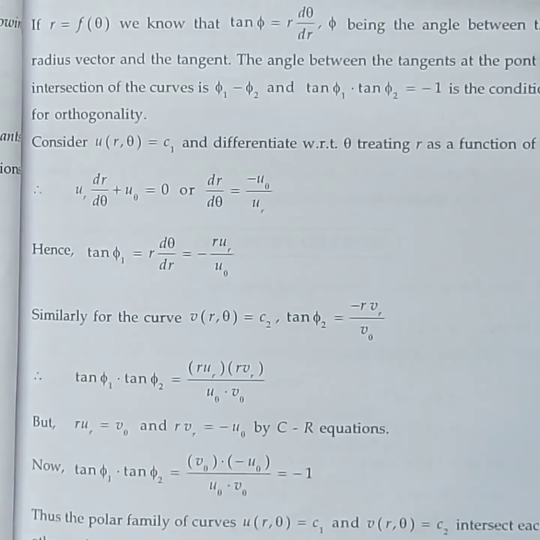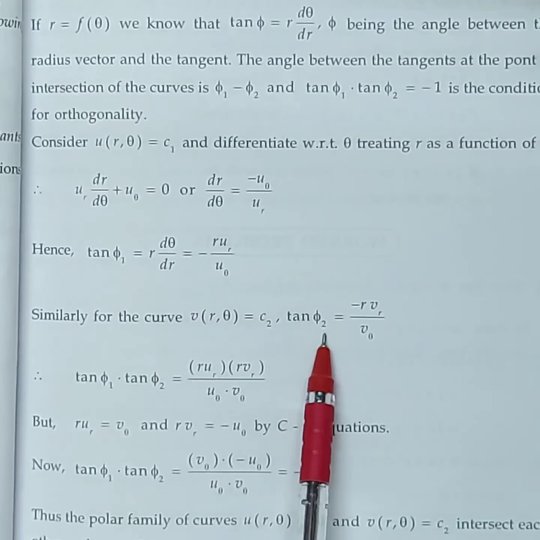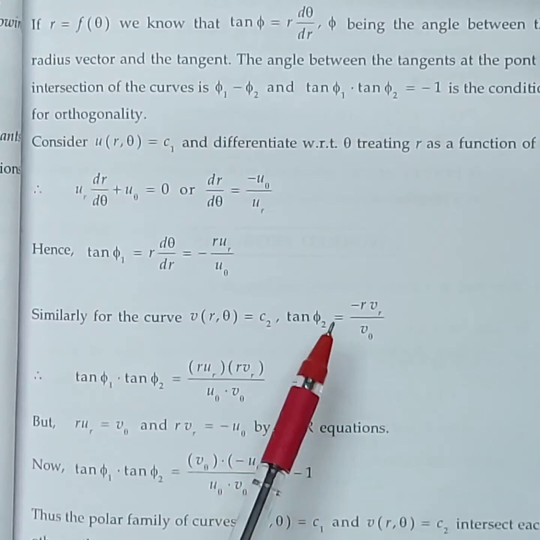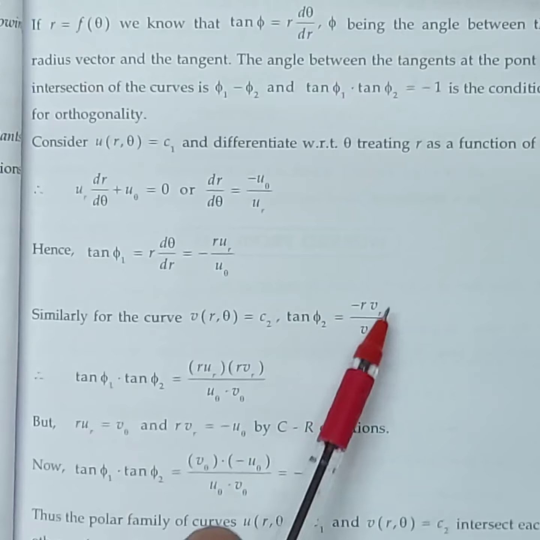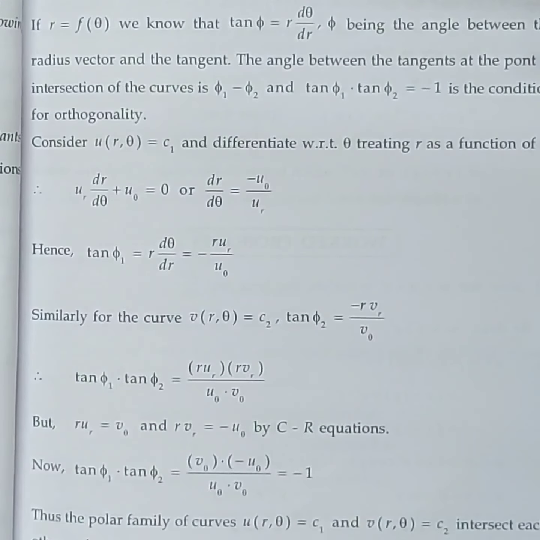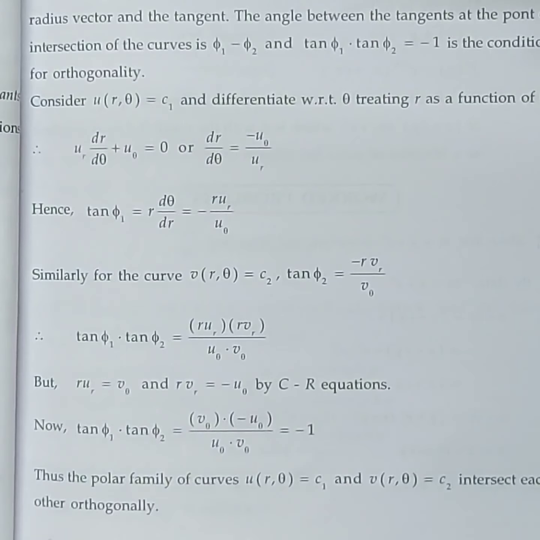tan phi 1. Similarly, from v of r comma theta equals c2, we get tan phi 2, because this is some angle phi 1 and this is another angle phi 2. So tan phi 2 is equal to minus r into vr by v theta. So when we multiply these two, tan phi 1 and tan phi 2, and of course we are using CR equations, hence it is minus 1. So thus the polar curves also, u of r comma theta equal to c1 and v of r comma theta equal to c2, intersect each other orthogonally. This is the polar proof.